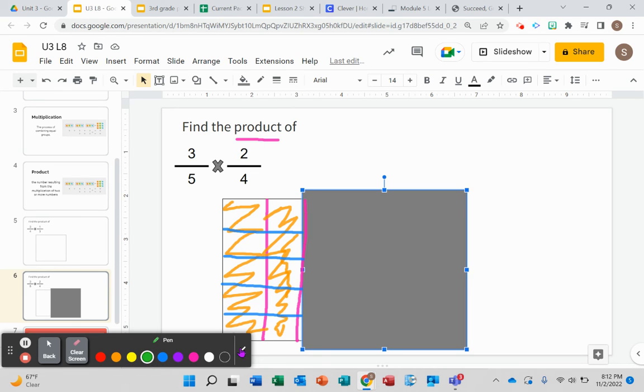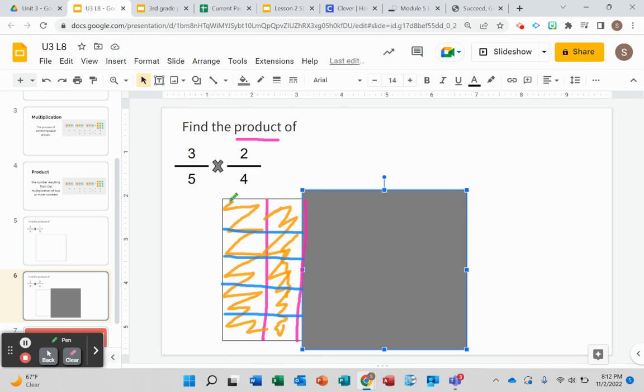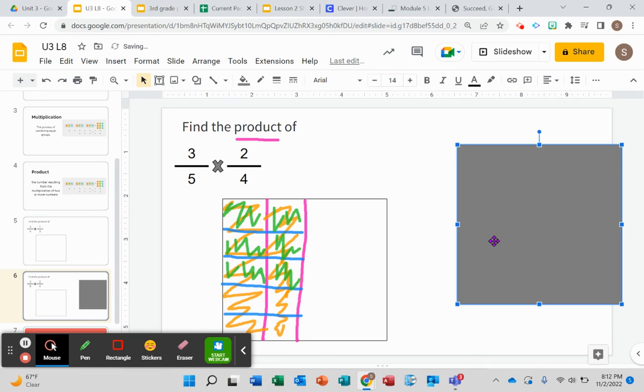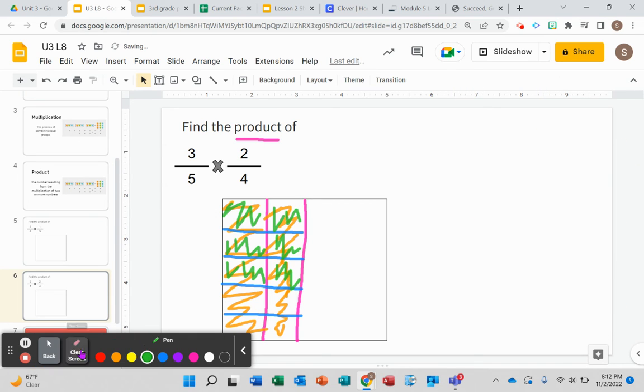Let's do green. So I need 3/5 of this fourth. 1, 2, 3, right? 3 of those pieces. And then I also need 3 of these pieces. 1, 2, 3, because we need to have equal groups, right? Okay, now that we did that, let me move this guy. Actually, let me get rid of that one. And then I erased this, so let me put that back.